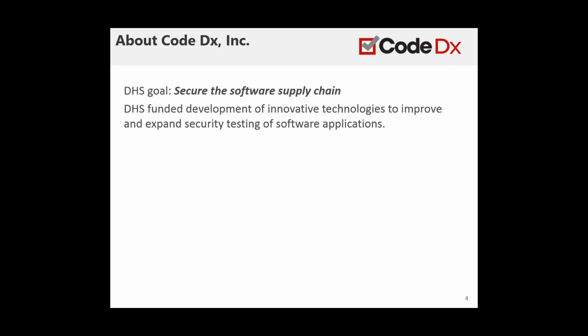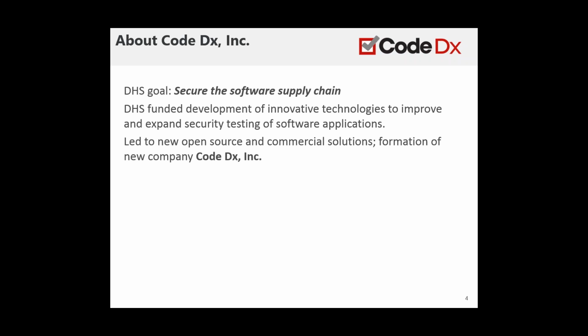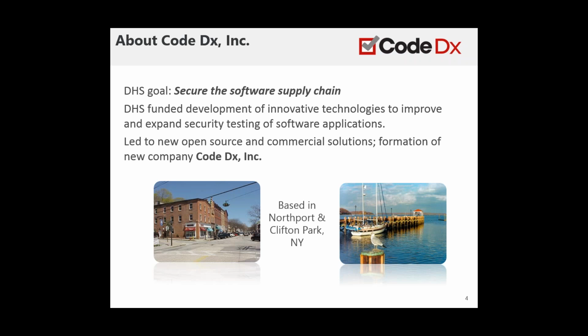So a little bit about Kodiaks Inc. Our mission is to secure the software supply chain and to make software as secure as possible, and to find vulnerabilities in the code before attackers do. Toward that end, the Department of Homeland Security has funded, and we have developed, innovative application security testing solutions. Kodiaks Inc. has offices in Northport, New York, and Clifton Park, New York, just outside of Albany.